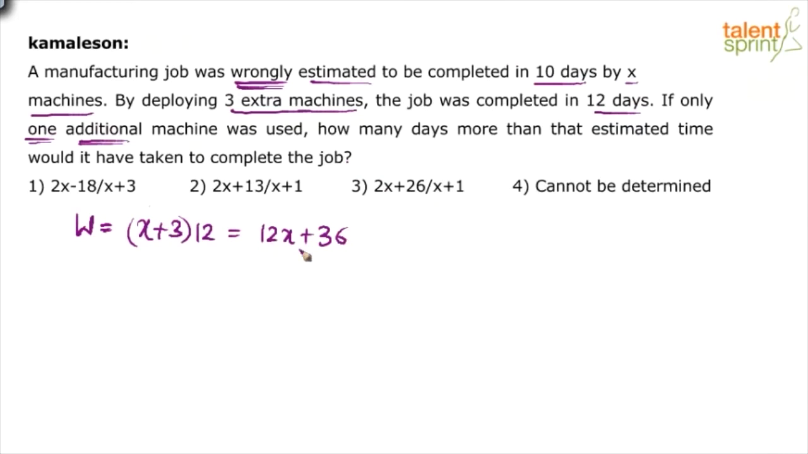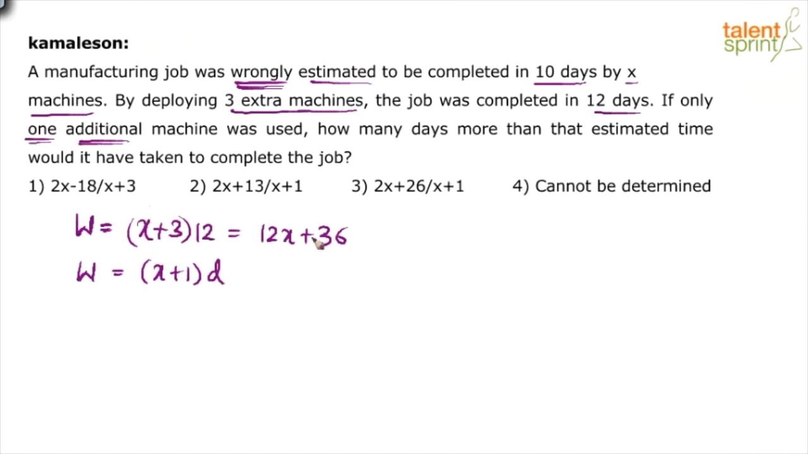Now what happens if only one additional machine is used? The other case, I mean this is one case. In the actual case, X plus 3 machines could finish in 12 days. But what happens if only one additional machine is used? We can say the total work W will be X plus 1. We don't know how many days it would take. Let us assume it is D days. The total work will be X plus 1 into D. Only one additional machine being used, so X plus 1 multiplied by D.